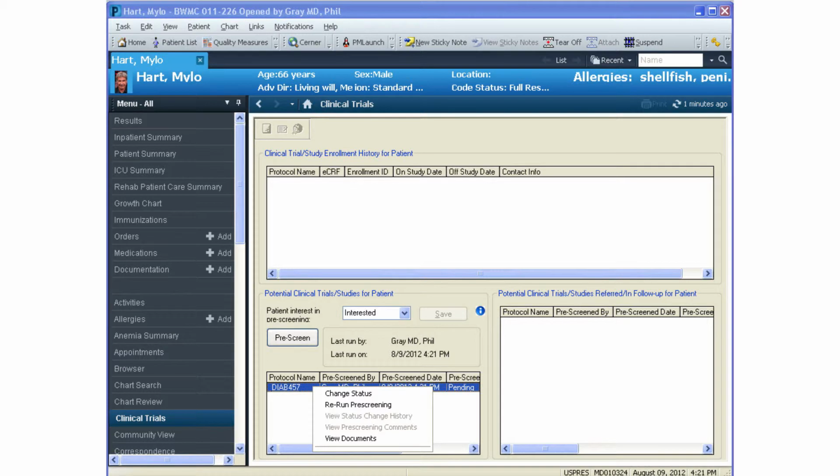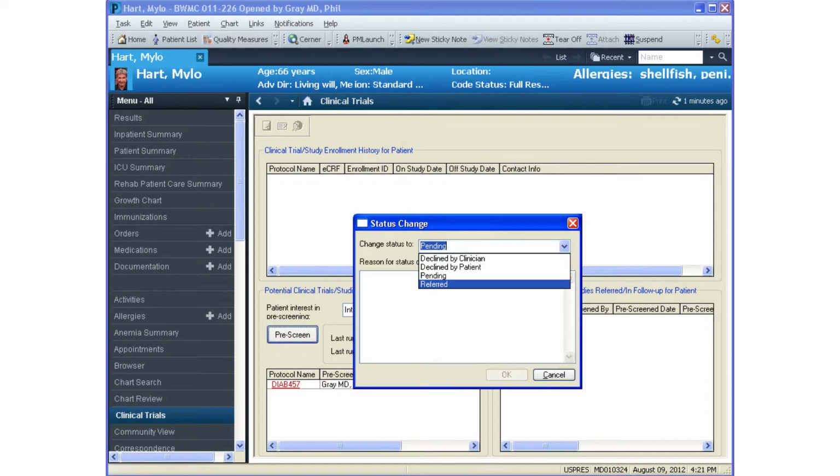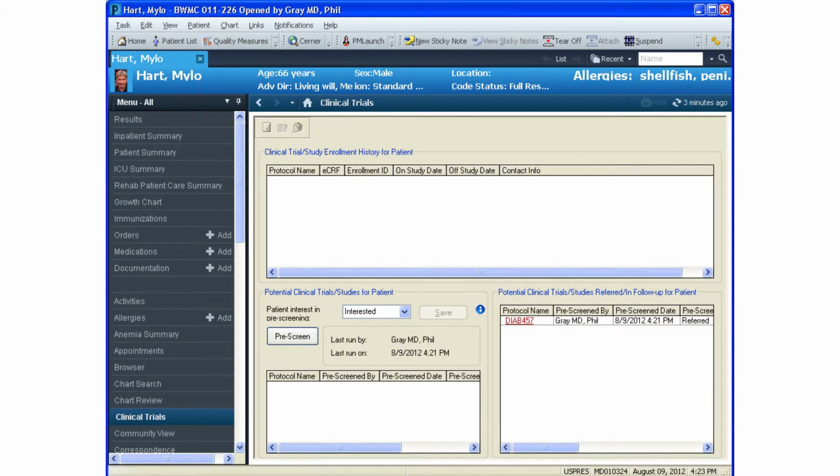Increasing the transparency of clinical information means that we can also then directly refer that patient on to our clinical trial staff. So with a few clicks, we can refer Milo to our clinical trial coordinator, and Milo is now appearing transparently on the work list for our clinical trial coordinators.